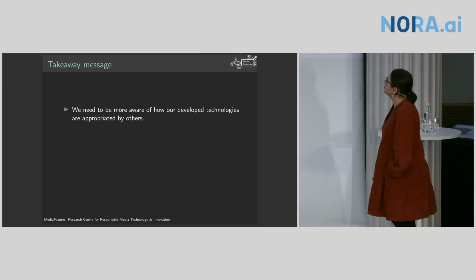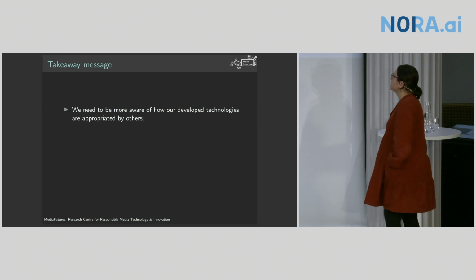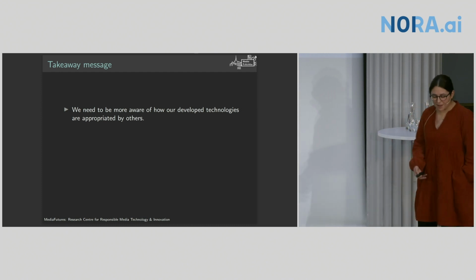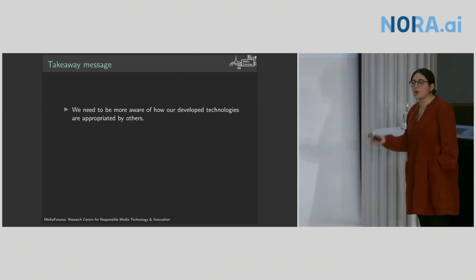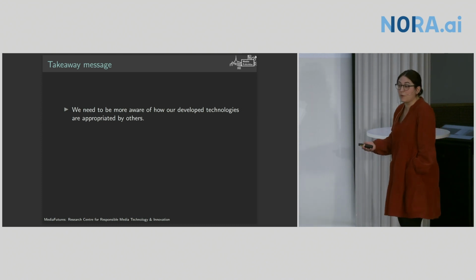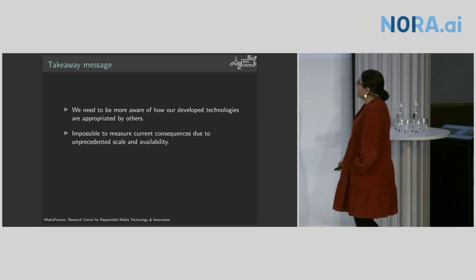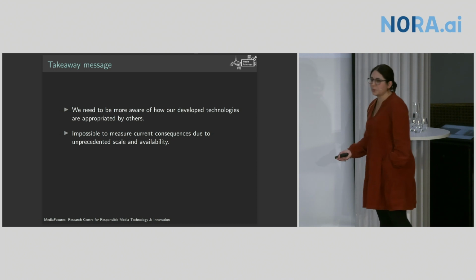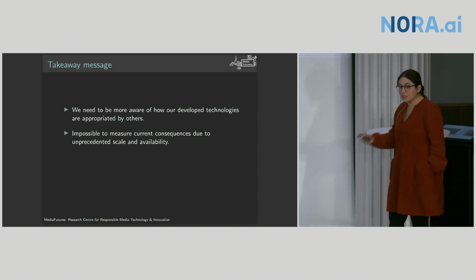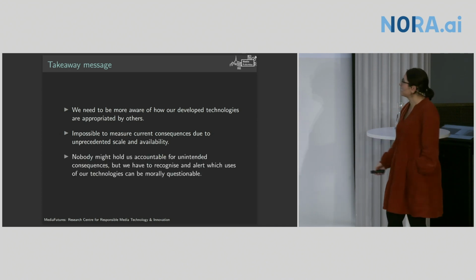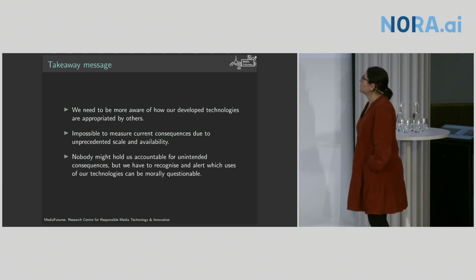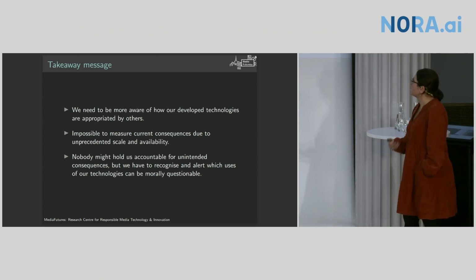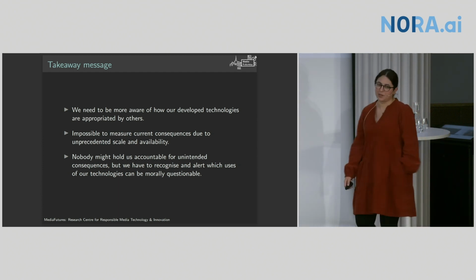I think that it's time that we are more aware of how our developed technologies are appropriated by others. We are trying to democratize a lot of things in AI, and we are opening datasets and models, but we don't know who is using them, what they are using them for, and how. And it's very difficult for us, the researchers at least, to actually measure the consequences because of the unprecedented scale and usage and availability. We never had this before, right? And nobody might hold us accountable for unintended consequences of the models or technologies we release, but we have to recognize and alert which uses of our technologies can be morally questionable.